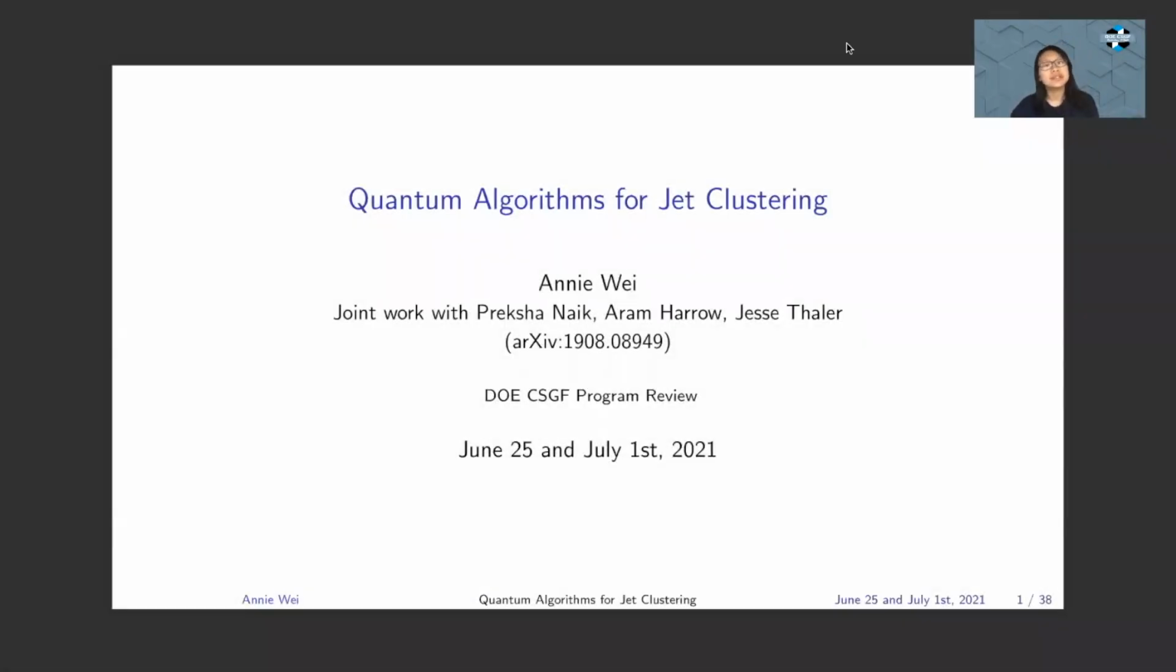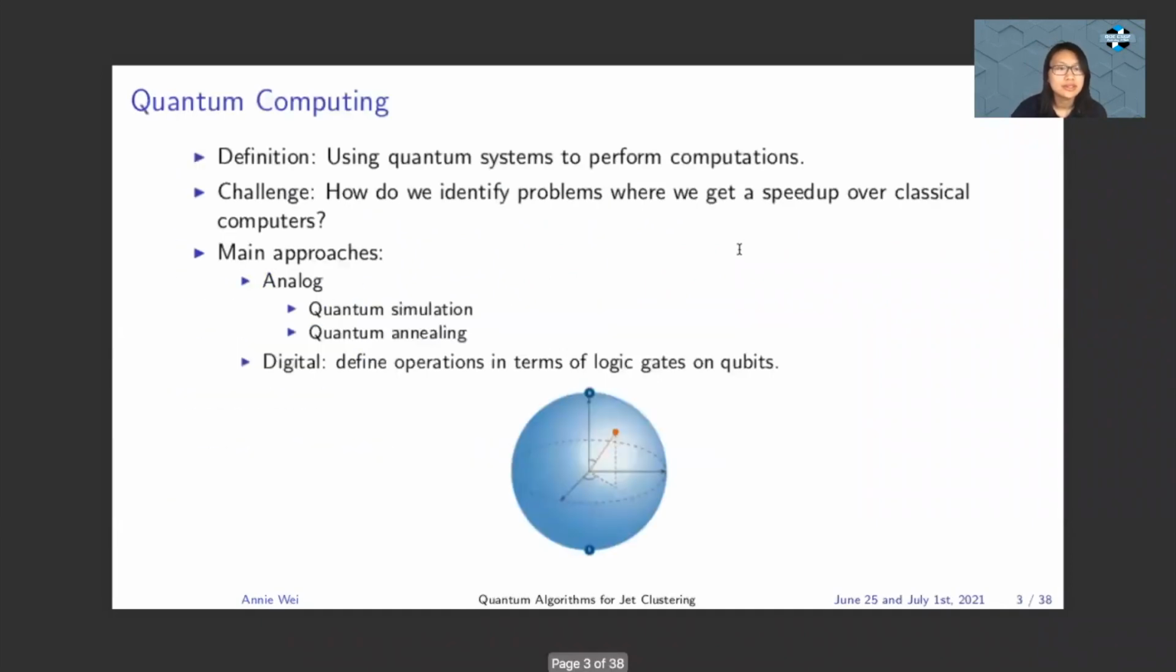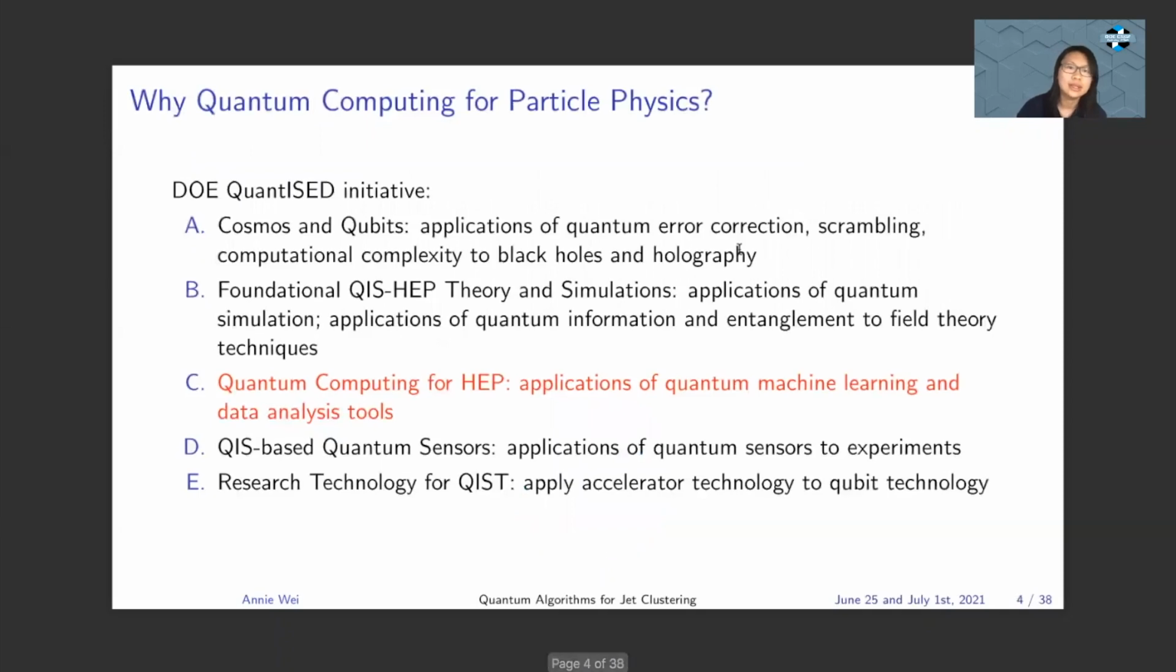Okay, so I am going to tell you about quantum algorithms for jet clustering. First of all, we want to talk about quantum computing, which is basically using quantum systems to perform computations. And really the challenge here is identifying the right problems. When do we get speed up over classical computers? And there's several main approaches and models I'm going to talk about later. So most notably, we're going to work with quantum annealing and the gate model of quantum computing.